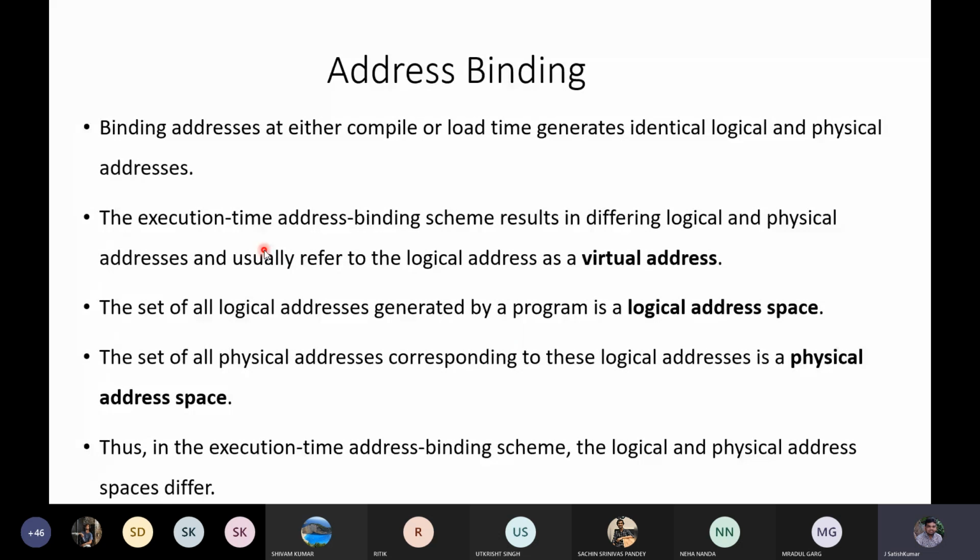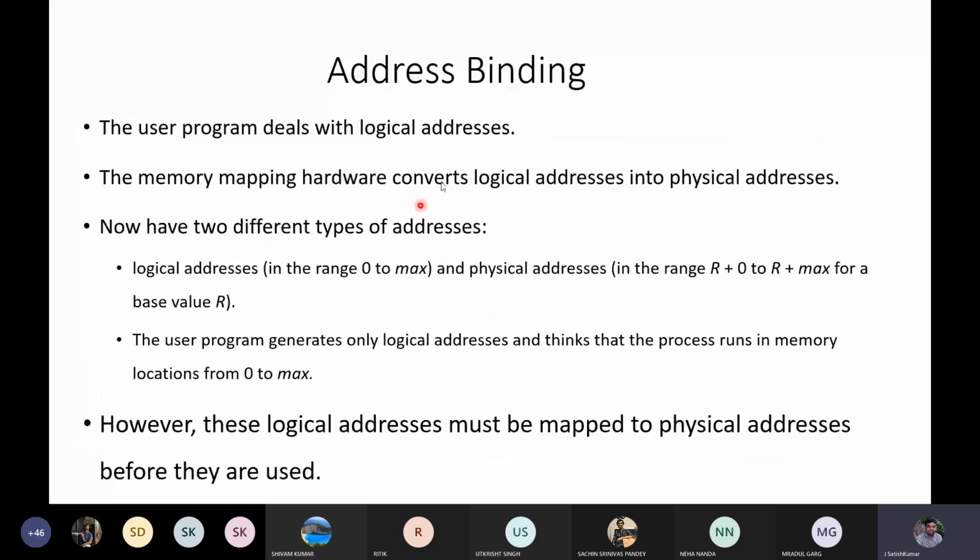When a user is writing a program, he deals with logical addresses. The memory mapping hardware converts these logical addresses into physical addresses. We have two types of addresses. Suppose a process wants some amount of memory. Logical addresses usually range from 0 to max.